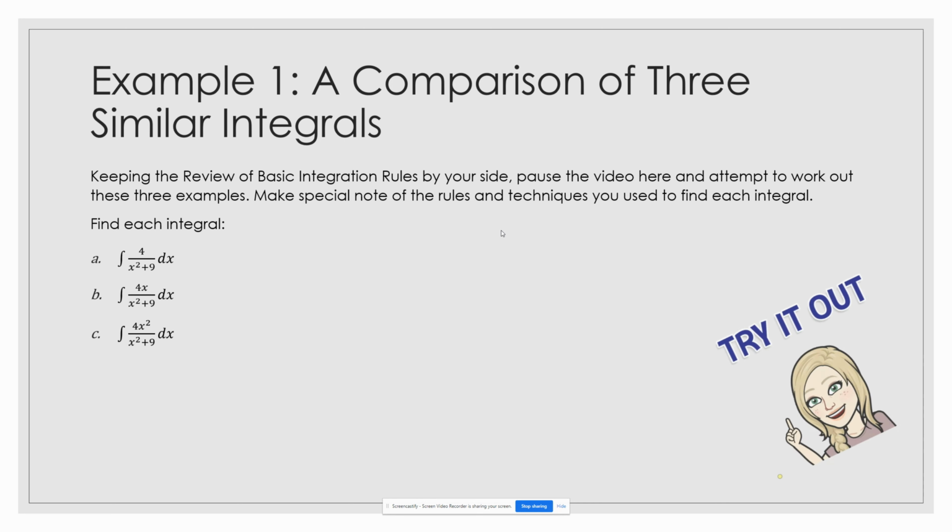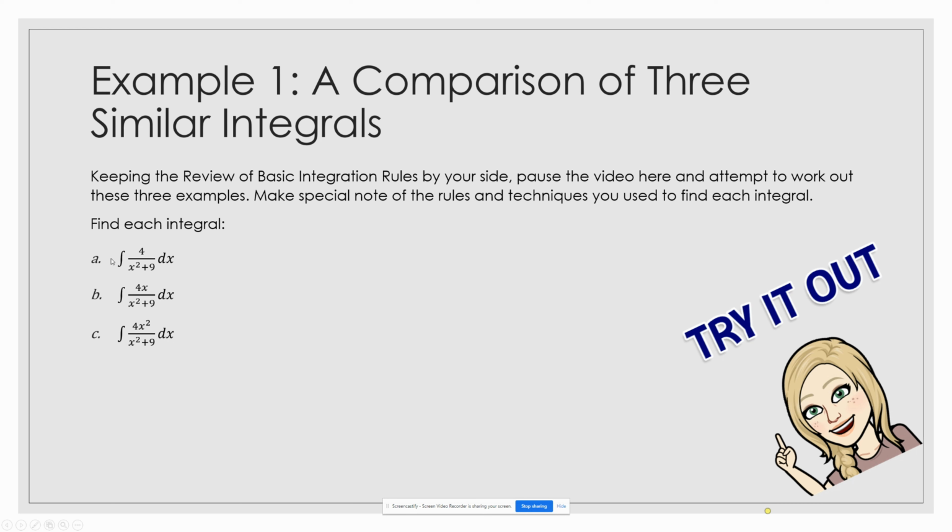The 3 integrals that I want you to try out are: find the antiderivative of 4 over x squared plus 9 dx, find the antiderivative of 4x over x squared plus 9 dx, and then find the antiderivative of 4x squared over x squared plus 9 dx. So go ahead and pause the video here and see what you can do. All right, I am hoping that you paused the video and you attempted those 3 problems. And now I'm going to work through A, B, and C with you.